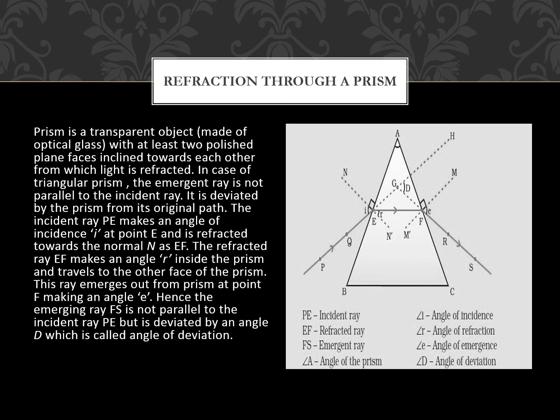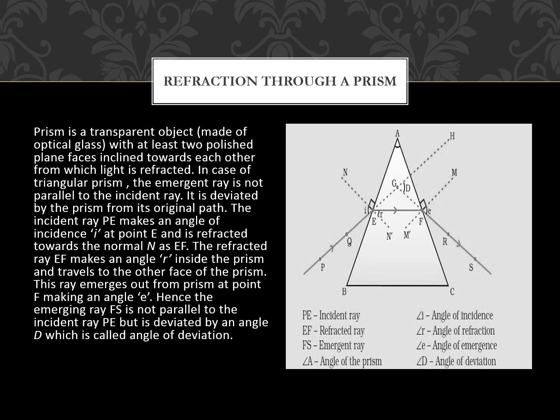Now today's last lecture is refraction through a prism. A prism is a transparent object, as you can see in the figure, with at least two polished plane faces inclined towards each other, from which light is refracted. In this case, we are particularly discussing a rectangular prism in which the emergent ray is not parallel to the incident ray. As it is clear from the picture, it is deviated by the prism from its original path.